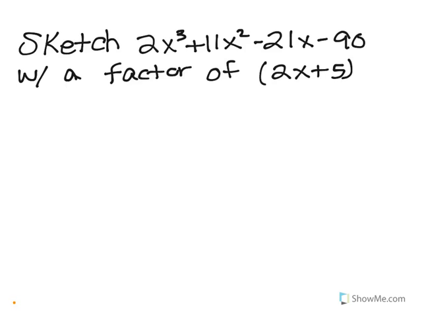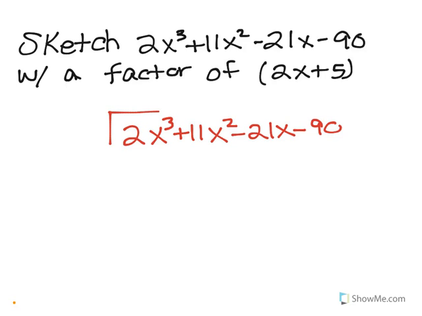Alright, we're going to sketch another cubic function, except this time I gave you a factor that has a coefficient in front of our linear term, the 2x plus 5. So this means we're going to do long division. So let's jog our memories and review how to do long division. Alright, so I don't need a placeholder, so this is going to be my dividend, my original function. And then 2x plus 5 is going to be my divisor.